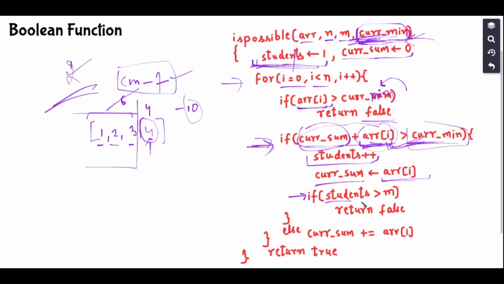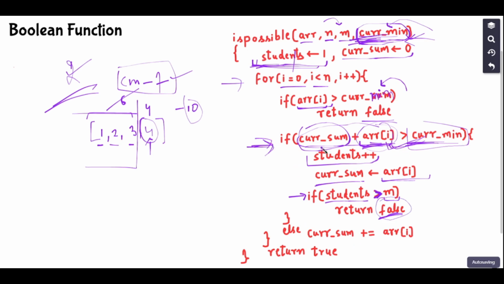If the students that we have counted exceeds the limit, if we have allocated the pages to more students than we can, then we return false. That means it is not possible to stay within the limit of this current minimum while allocating the pages to exactly m students. Hence we return false right from here.